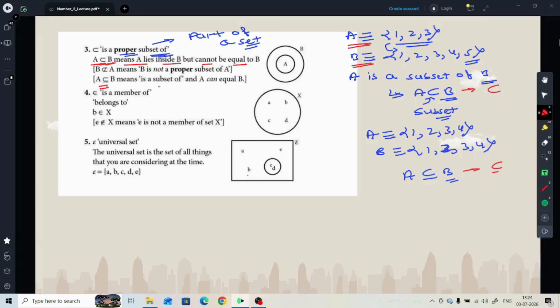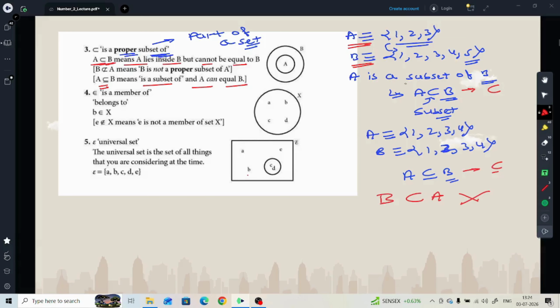So this is the symbol for is the subset of, and A can be equal to B. For that we use this particular symbol given below. Okay, but there's one more symbol. Because if you just see over here, A is definitely a subset of B, but we can't write like this. Is B a subset of A?